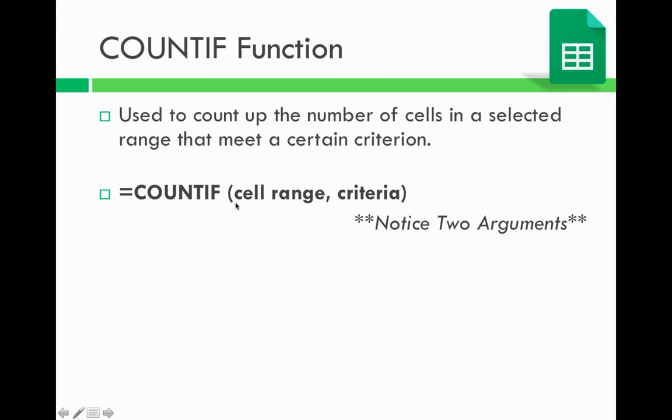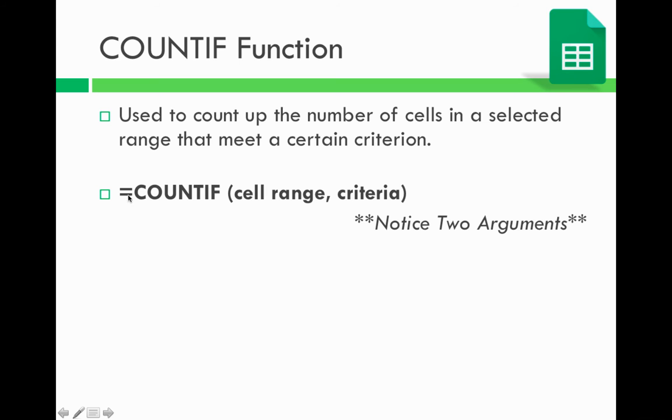The first argument, Sheets calls the cell range. What range of cells would you like me to look at? Comma. Then we're going to tell it what criteria I should look for in these cell ranges. If I read this function or formula like a sentence, I would say, please count me cells in this range that meet this criteria.